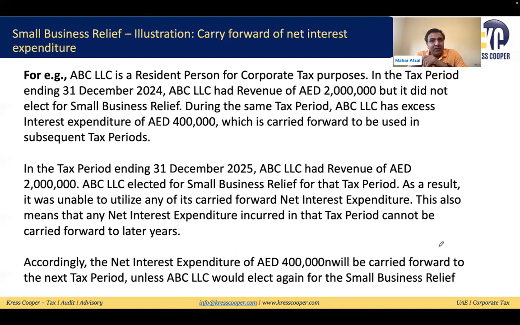Another example: ABC, resident person for corporate tax purposes, 31st December, revenue 2 million, but did not elect for small business relief. They have not elected for small business relief during the tax period. ABC has excess interest of 400,000, which is carried forward to be used in a subsequent tax period. They have not elected, they have carried forward. Yes, they can do this. If they have not opted for the small business relief, they can carry forward their interest. In the next year, 25, ABC Limited had revenue of 2 million and elected. In the next year, they have elected, then they cannot adjust it.